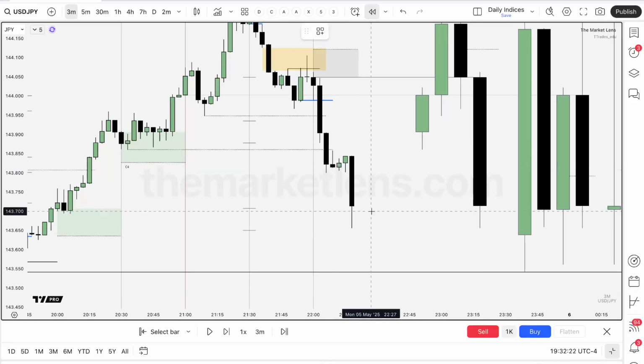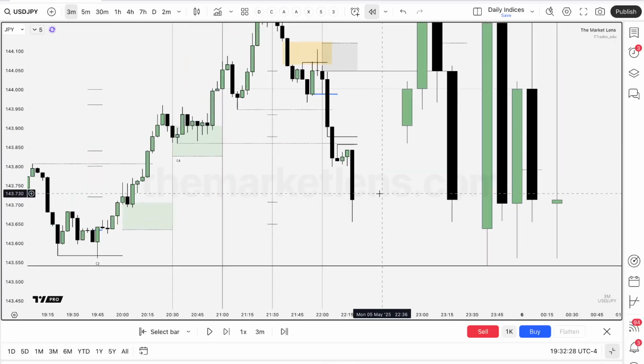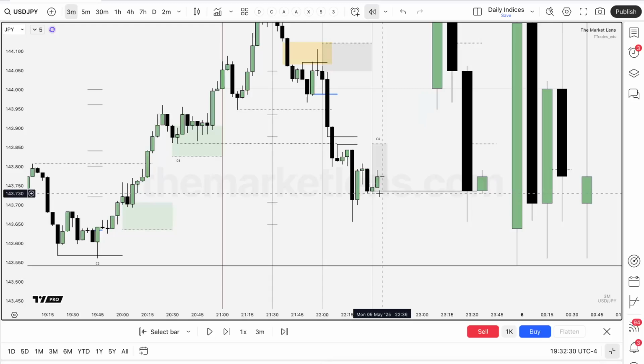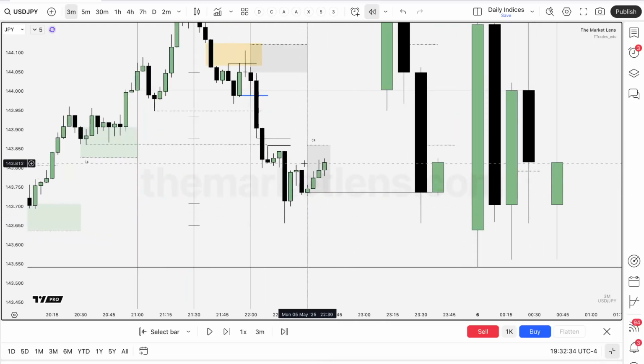I want to see a retracement into where? To a point of interest. Do we reach into a point of interest? No, so I can't catch this continuation. You see how I essentially missed this whole thing? Maybe we can catch it here. It's a bit messy in here.